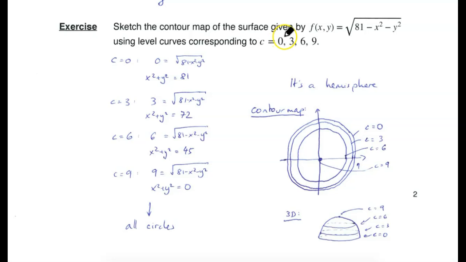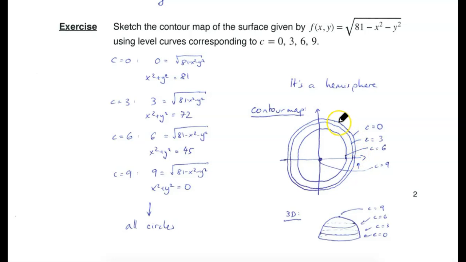So if we select f of xy equals 0 here, then we can plug 0 in, and we notice it's just a circle with radius 9. If I plug in f of xy equals 3, I have a circle with radius root 72, and with z equals 6, the radius of the circle is root 45. If I plug in f of xy equals 9, I get a circle, between quotation marks, with radius 0. So all of these are circles, and we can represent them here roughly.